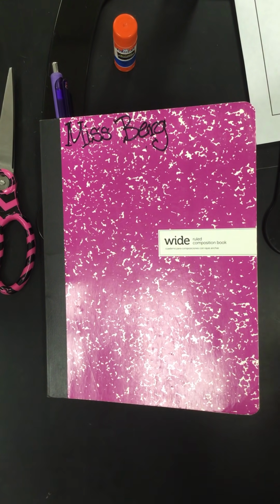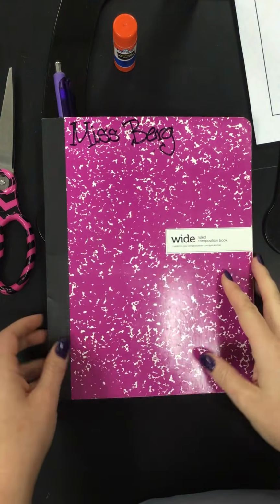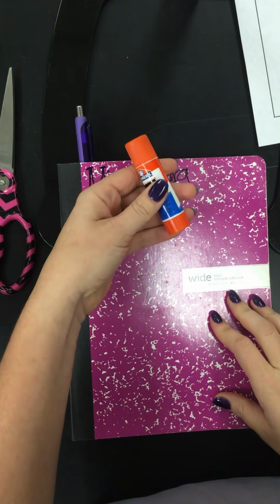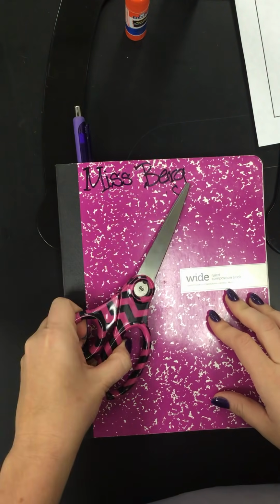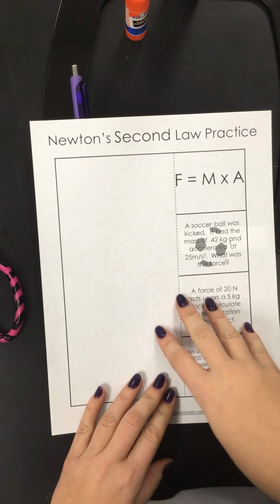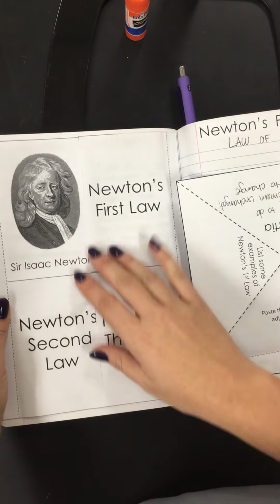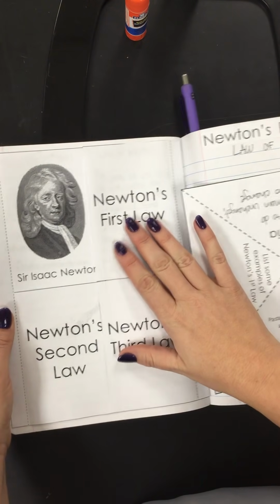Hey guys, so today we're going to start on Newton's second law of motion. What you are going to need is your notebook, something to write with, a glue stick, a pair of scissors, and then this paper right here, which is what we're going to be cutting out and writing on. So go ahead and open your notebook, and we have our three laws here.